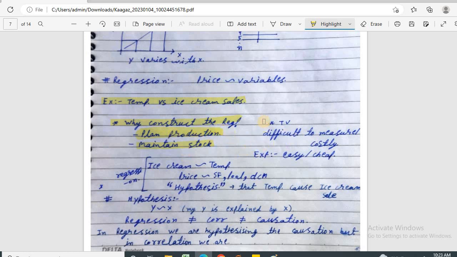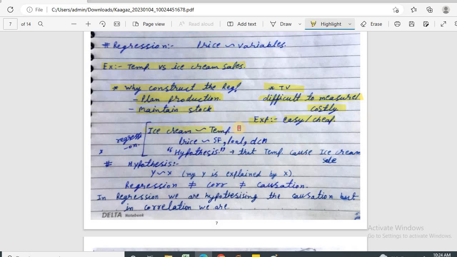Okay, what is the target variable? The target variable is something which is difficult to measure or very costly, like sales of ice cream. And explanatory variables are easy and cheap, so we can easily get these.